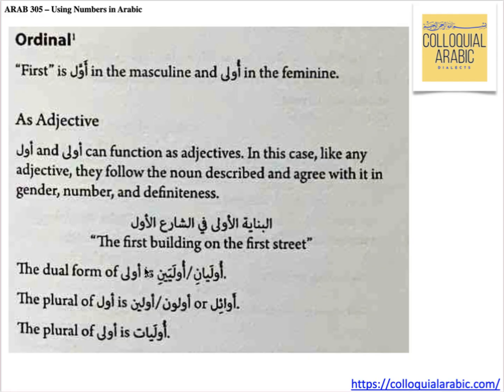The dual of the Ula is Ulayani. The plural of the awwal is awwalun, awwalin, or awwal. And the plural of ula is ulayat. So the important one to remember is the plural because the dual form is not very common. So awwalun, awwalin, awwal, and ulayat.